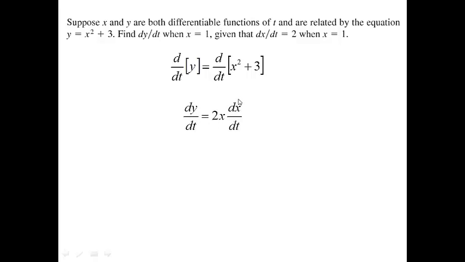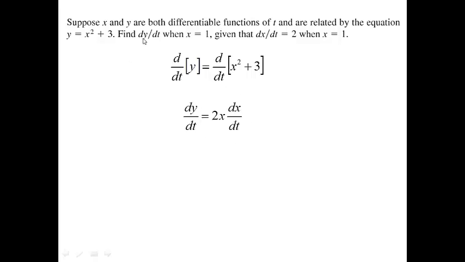So let's do our job here. We're going to take the derivative of this function with respect to t. Taking the derivative of y with respect to t is just dy dt. Then I take the derivative of x squared and the 3. 3 is a constant, we don't worry about that. So this is going to be 2x dx dt. Notice that these don't cancel. Before we had one of these cancel. This is it. This is our derivative.